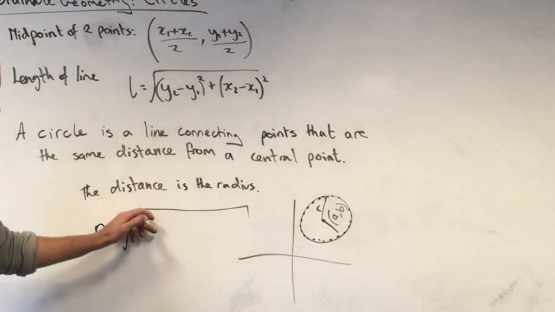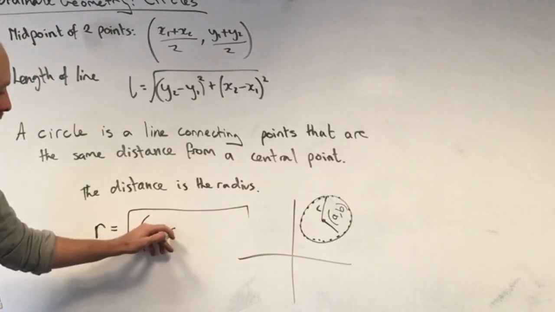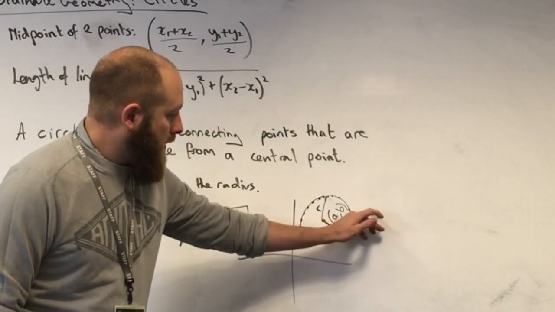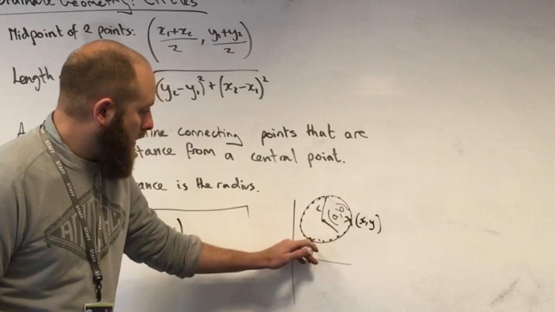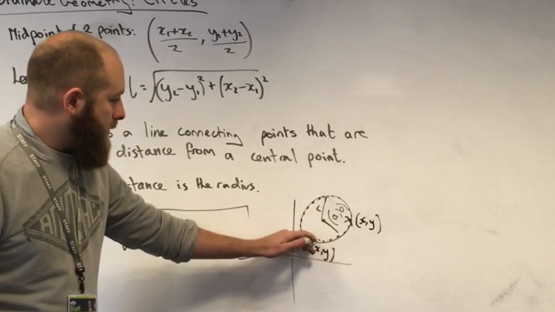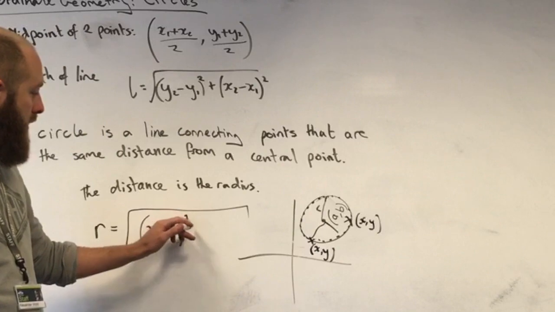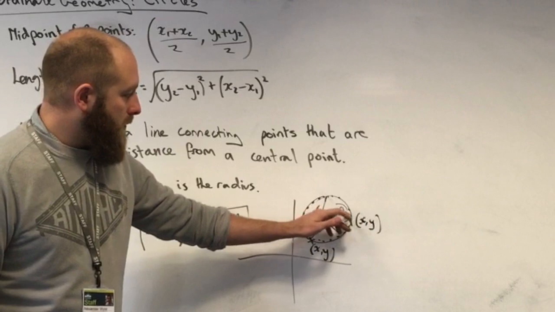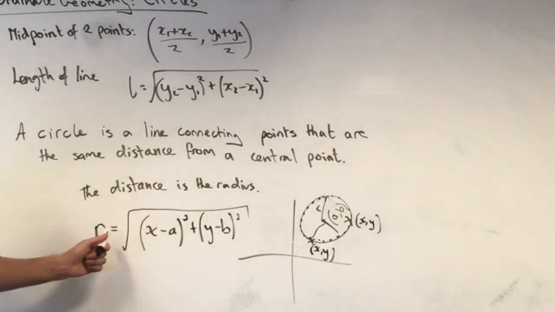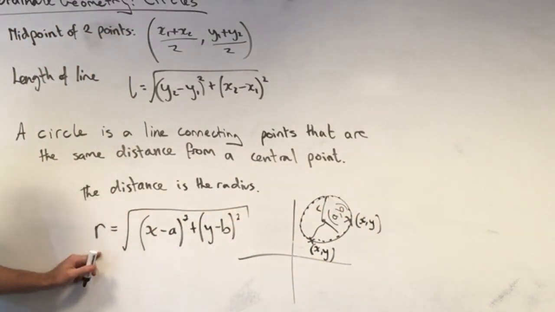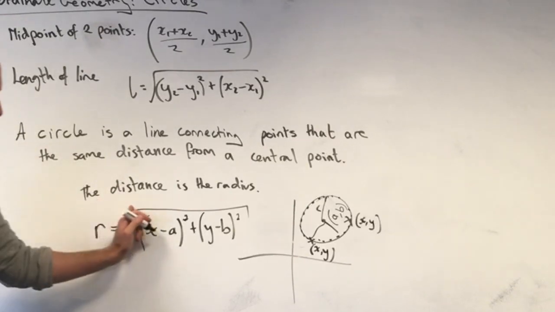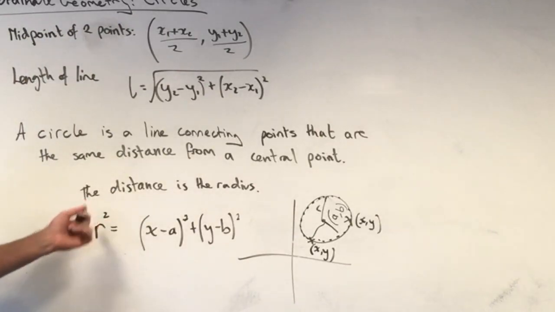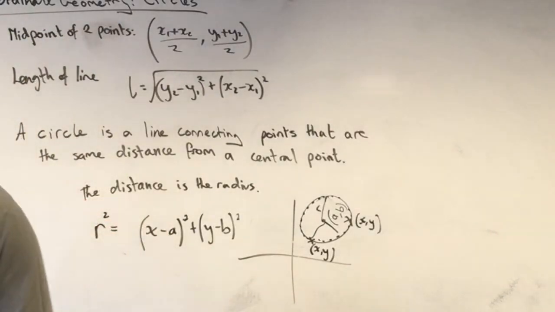So if we put all of that together, we can say the radius is the square root of the difference of x minus a, so the length between any x coordinate, be it here or over here, x minus a squared plus y minus b squared. So the difference in the y's from here to the midpoint should be the length of the radius. And what we normally do for circles is we get rid of this square root and we put it there instead. So that is the equation of a circle.